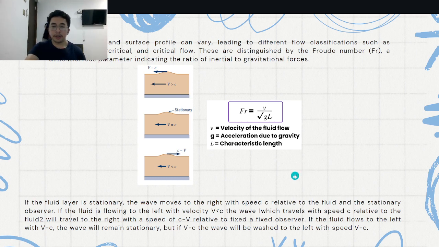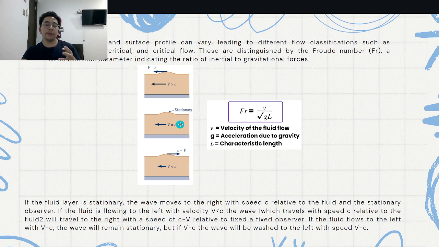This is where the Froude number is below 1. So if we look at the equation V per C, if C is bigger than V, it will not reach 1. It will be below 1, the Froude number. So we can define this as where the Froude number is lower than 1.